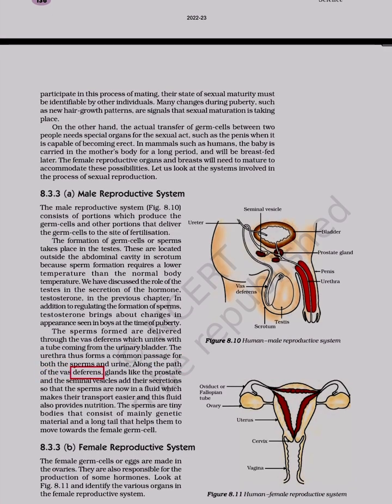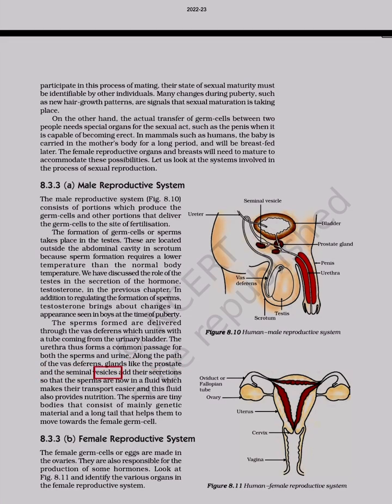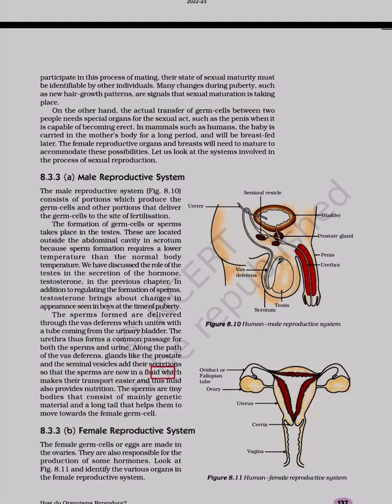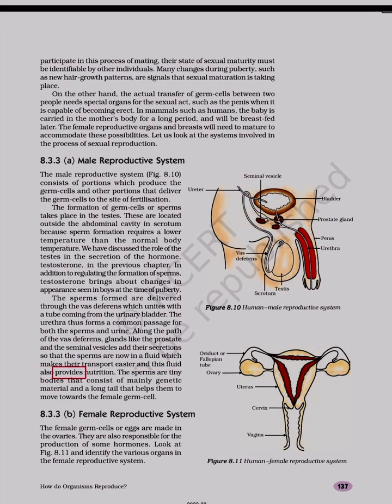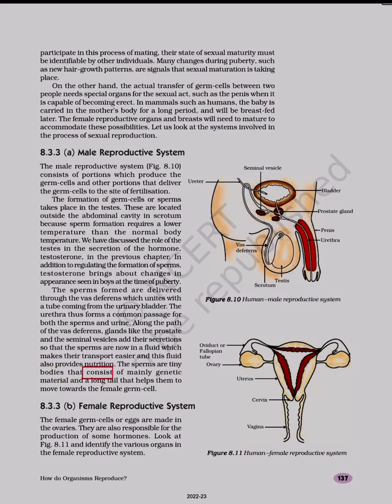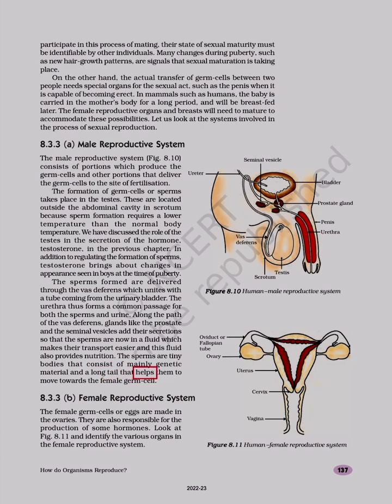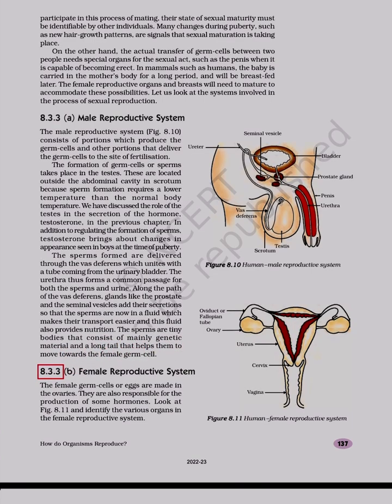Along the path of the vas deferens, glands like the prostate and the seminal vesicles add their secretions so that the sperms are now in a fluid which makes their transport easier, and this fluid also provides nutrition. The sperms are tiny bodies that consist of mainly genetic material and a long tail that helps them to move towards the female germ cell.